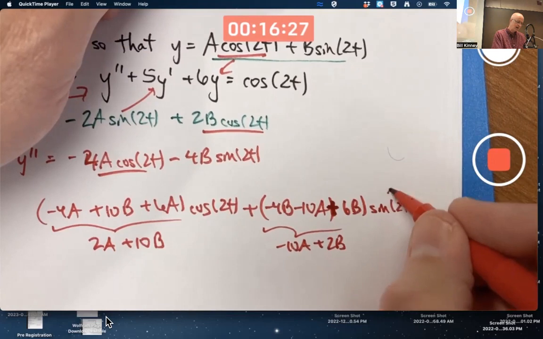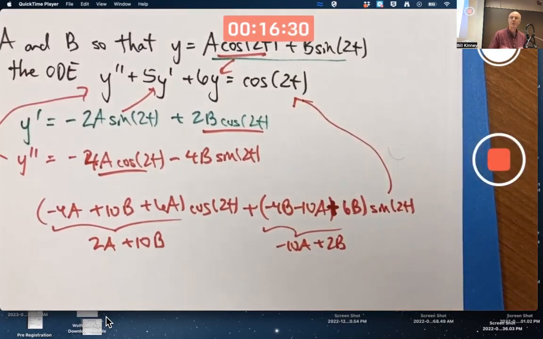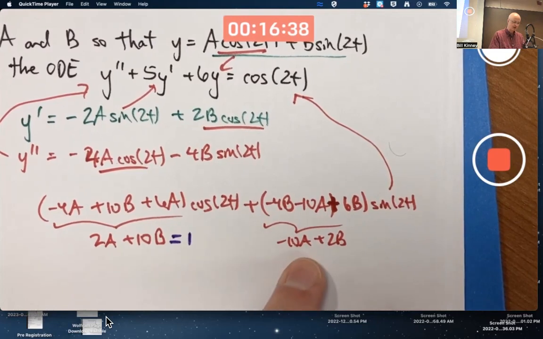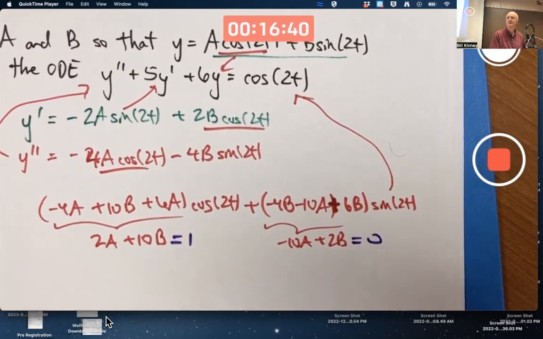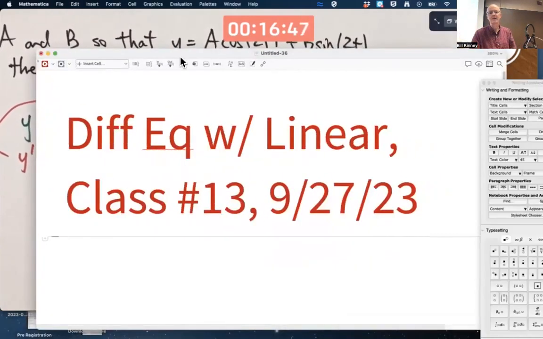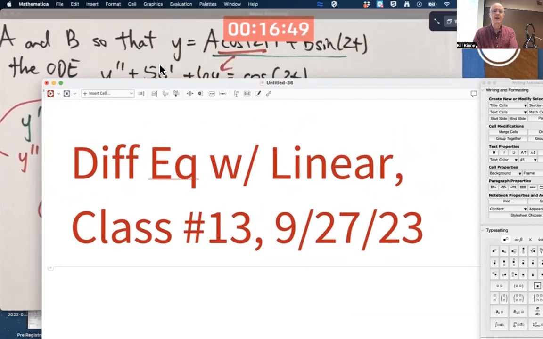You're setting that all equal to this, no matter what t is. The only way that's going to work is if this, the coefficient of cos 2t, equals 1, and this, the coefficient of sine 2t, equals 0. So there's your system of linear equations to solve for a and b. I'll do it quick with technology. I've been using calculators, but let's use Mathematica.